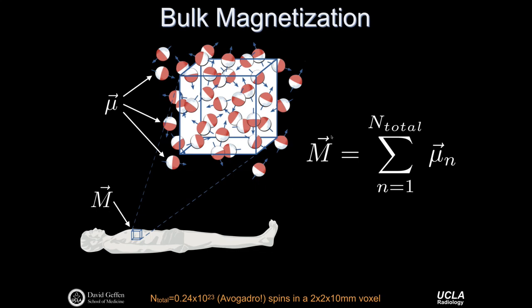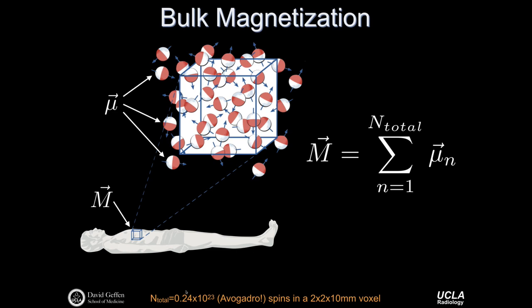So really, we just consider that the bulk magnetization itself is the ensemble or sum behavior of perhaps billions and billions of individual magnetic dipoles. If we think about a typical imaging voxel in MR, MR has modest spatial resolution. So in a pixel that has dimensions of 2 millimeters by 2 millimeters by 10 millimeters, this is associated with approximately 10 to the 23rd magnetic dipoles, so billions and billions of spins.